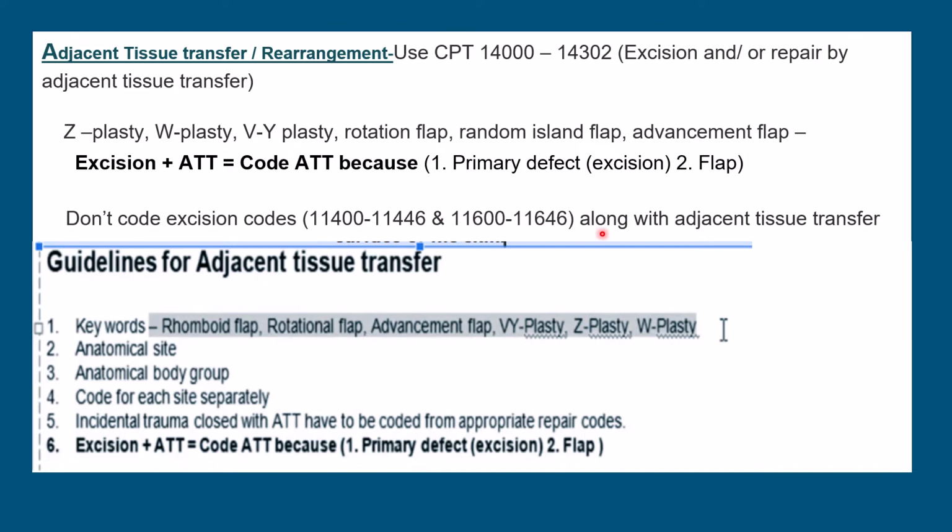This is very important. Now, what are the guidelines? The keywords, what I have given you here, these are the keywords, so look for them. Then again in this also there is an anatomical site and anatomical body group. Code each site separately. Again here we do not add the diameter together, and incidental trauma close by the ATT has to be coded from an appropriate repair code. So remember, this is also one important guideline, and excision plus ATT is always ATT.